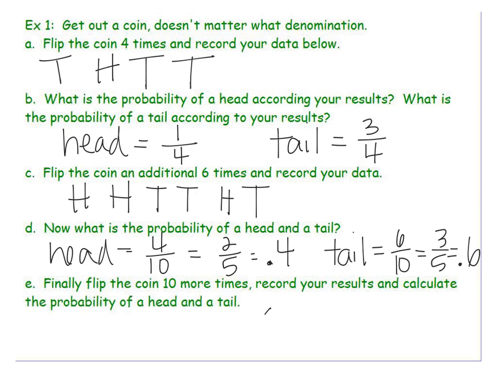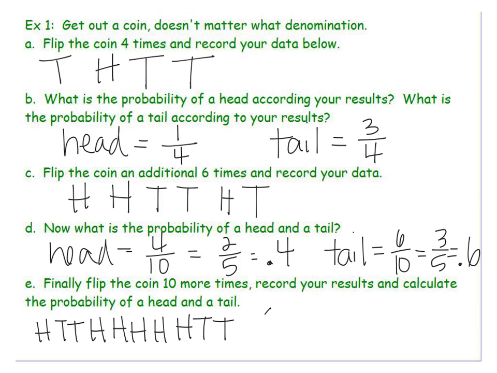So my results were head, tail, tail, head, head, head, head, head, tail, tail. And so now, finally, we want to calculate the probability of a head and a tail based on our original 4, then our next 6, and finally our last 10.